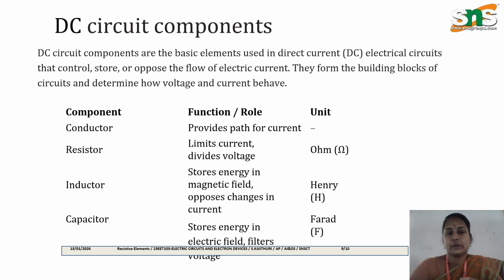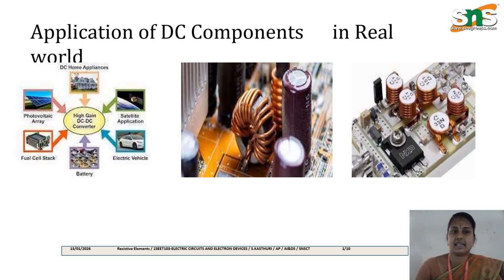So, DC circuit components. This slide explains the DC circuit elements. What you have here is the conductor, which provides a path for current. The resistor limits current and divides voltage, the inductor stores energy in a magnetic field, and the capacitor stores energy in an electric field. This also shows the units for each electrical element.